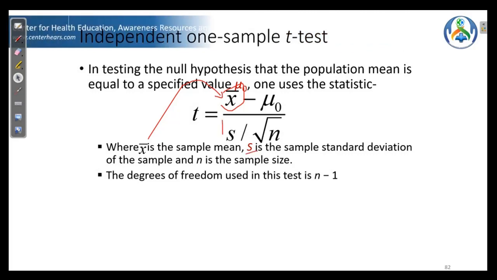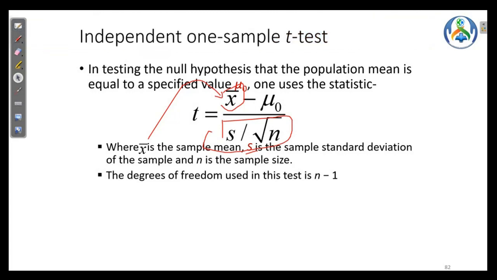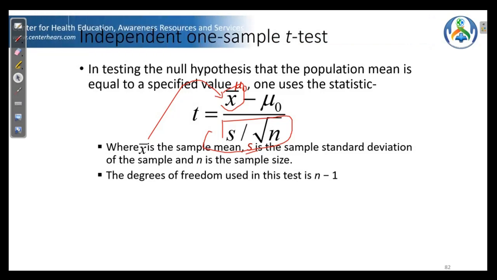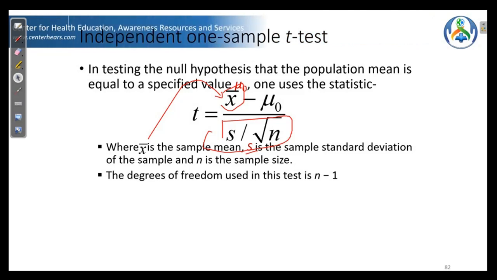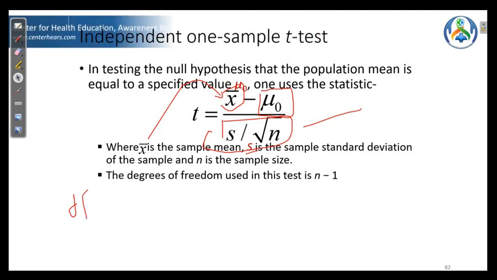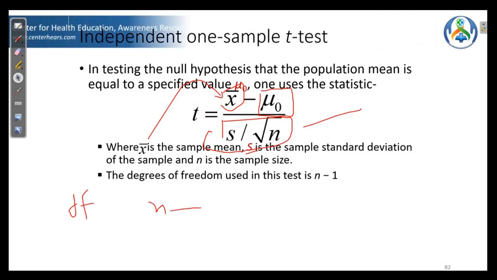If you see s by root n, do you remember something from this? Anyone getting any idea what s by root n, standard deviation by root n, is? Think on this. This is something we have already studied. And the degree of freedom, I think we didn't discuss this. df is degree of freedom, which is n minus 1, where n is the total number of samples you have.